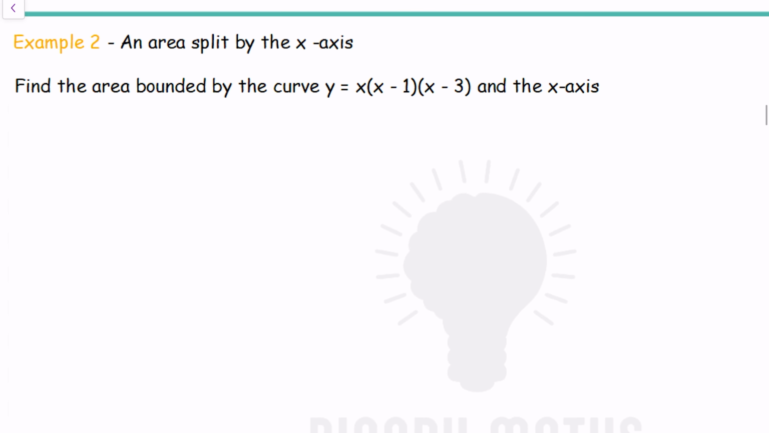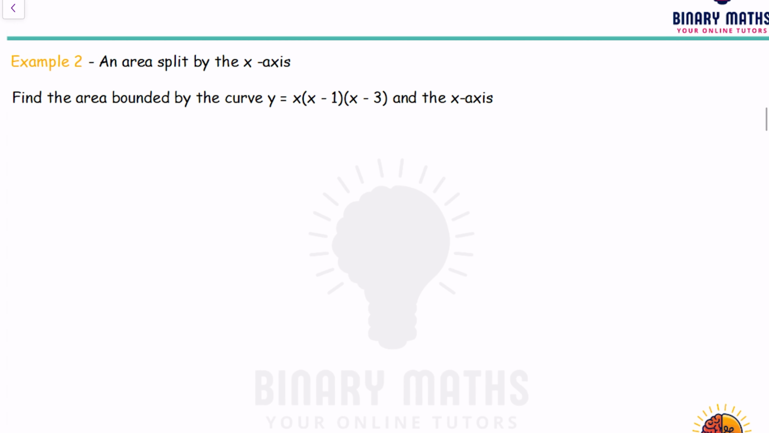So, an area split by the x-axis. Let's look at this example. Find the area bounded by the curve y is equal to x times x minus 1 times x minus 3 and the x-axis. If I sketch this out, I know it's a positive cubic, and it goes through the origin, x equals 1 and x equals 3. It's a positive cubic, so it starts at quadrant 3 and ends up at quadrant 1. So it looks like this. We're trying to find the parts that are bounded by the curve and the x-axis. So it's basically this part and this part.